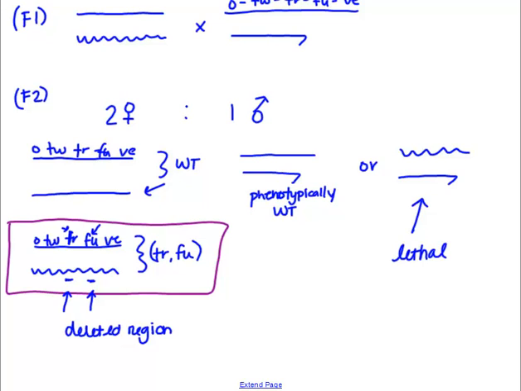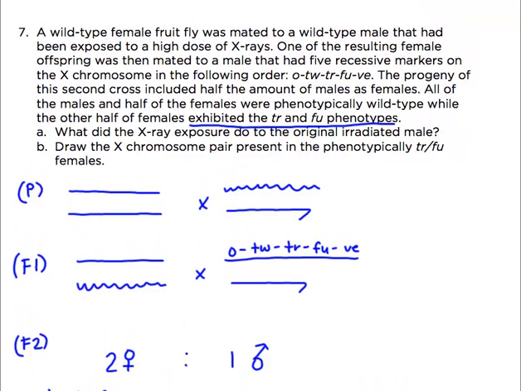If we assume that was a deleted region, it actually makes sense that these males right here were lethal, because let's say that a deletion causes inviable offspring. So the original X-ray exposure that happened to this X chromosome deleted, so we'll say for A, the X-ray deleted the TR plus FU plus region. Remember, it's plus or wild type because this original male was wild type. So that answers question A.